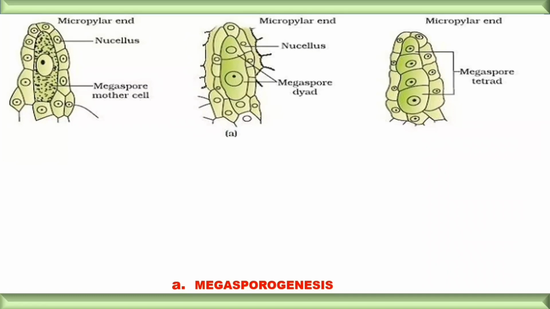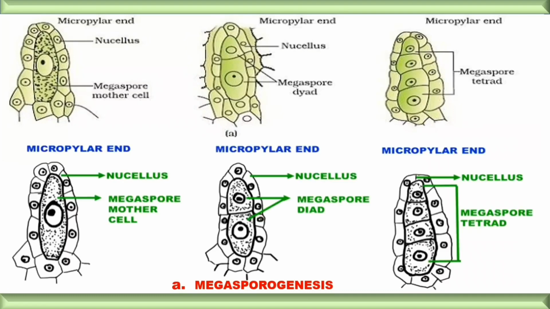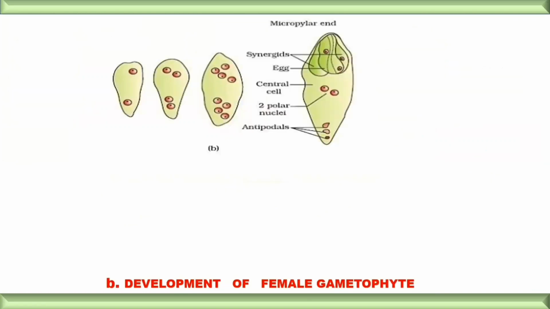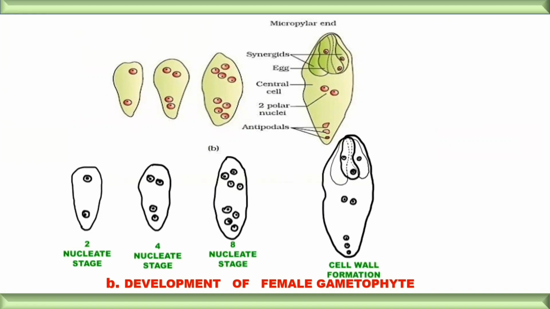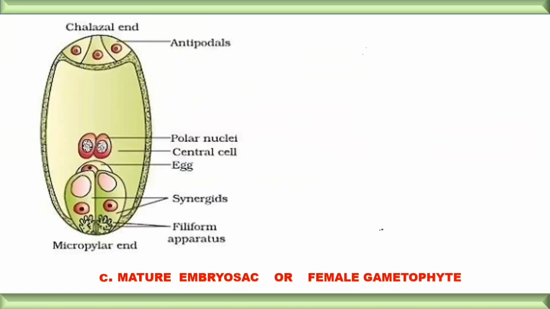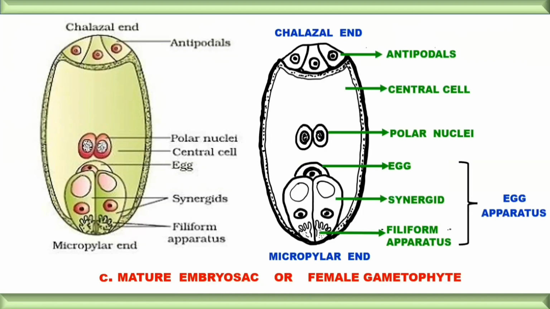So let's see how the diagrams appear. The Megasporogenesis is here with three diagrams, which is series wise, as you can see. The second one is the development of the female gametophyte, which represents the nuclear division and ending with the cell wall formation. So here it involves four sets of figures, and the last one, which could also be asked separately for full 5 marks, is a mature embryo sac or a fully developed female gametophyte. And with all this, you will have to do the labeling and the detailing as well.